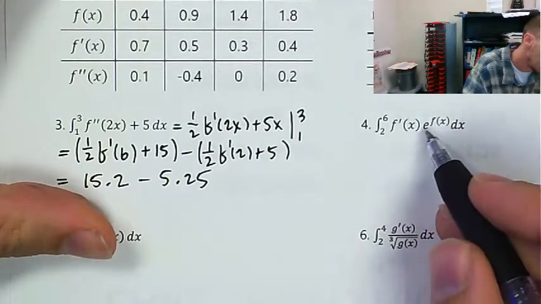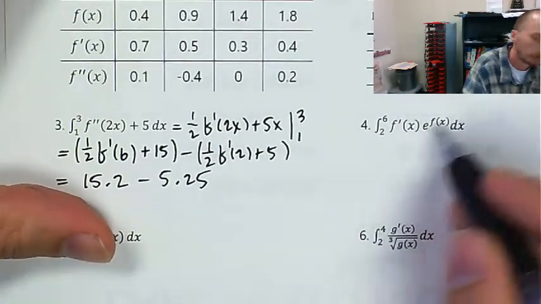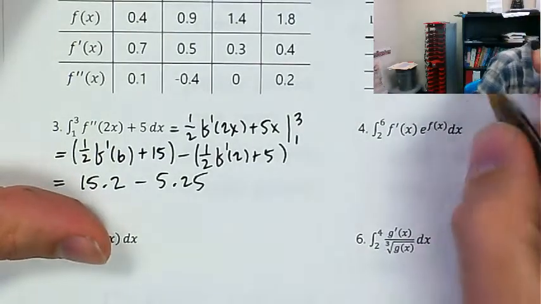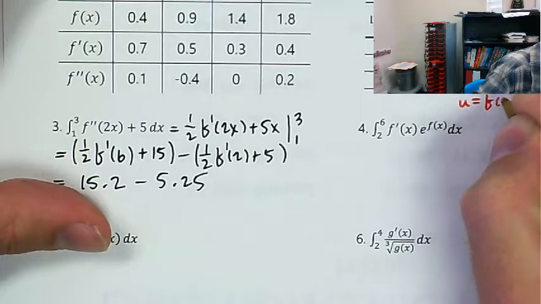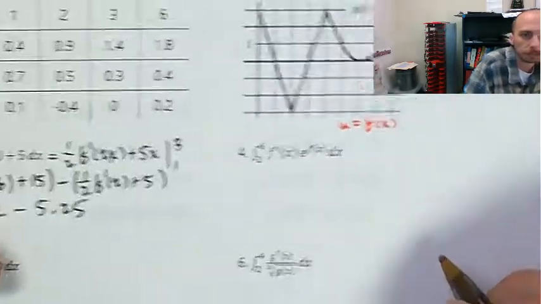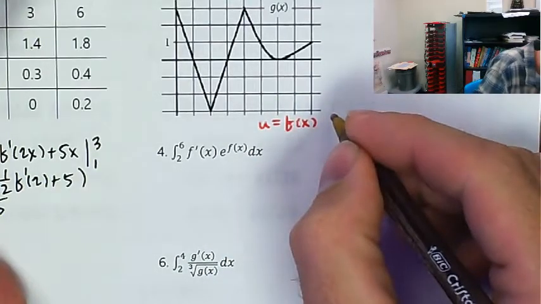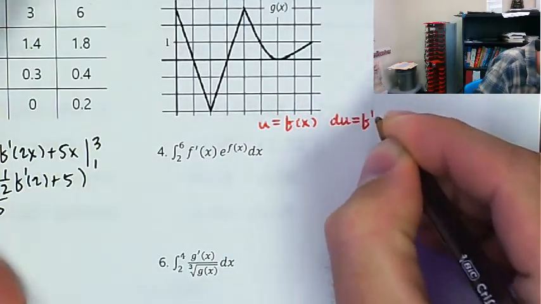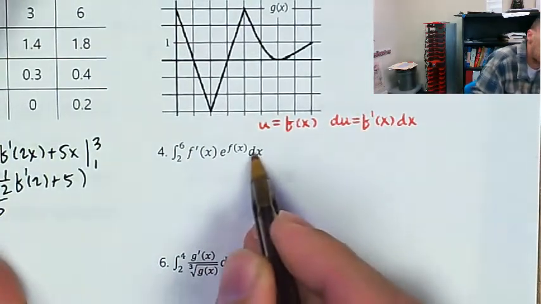So I'm going to let u equal f of x, because then du will be f prime of x dx, right? And this is going to be something I'm going to be able to anti-differentiate. It is going to be a perfect match, so I'm going to go up here. I'm going to say u equals f of x, so that du equals f prime of x dx, which is exactly what I have.